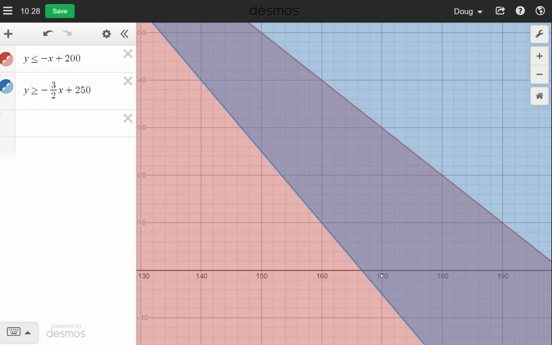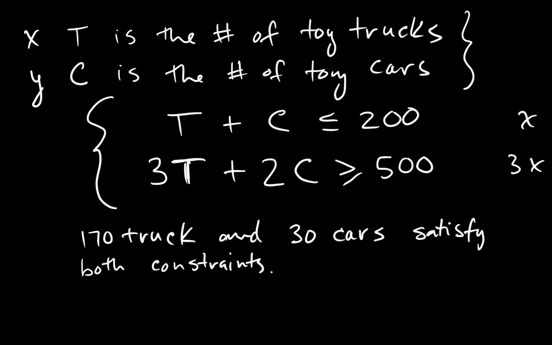Right? So the answer is yes, they can stay in profit, and I'll say that, for example, 170 and 30 would be production numbers that would work. They would satisfy both of the constraints and make us profitable. So my answer that I'm writing down is 170 trucks and 30 cars satisfy both constraints. In fact, when I add those up, it is less than or equal to 200 items.